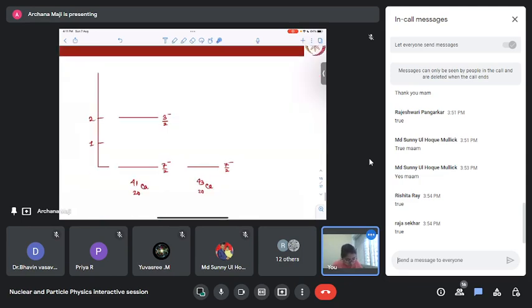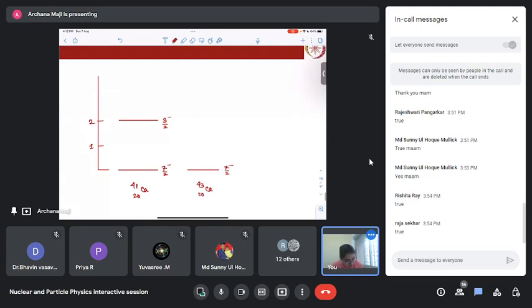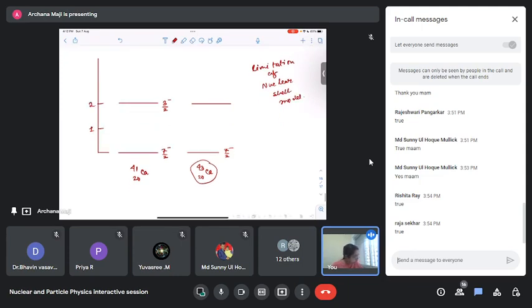So the first excited state should be 3/2 minus for calcium 41, and we would expect the same thing to happen for calcium 43 as well. If we take the unpaired neutron from 1f 7/2 to 1p 3/2, then the excited state should again be 3/2 minus, but that is not the case for calcium 43. So this is one limitation of the nuclear shell model. The first excited state of calcium 43 starts at 5/2 minus. Then there are some other excited states, plotted in units of MeV, excitation energy.